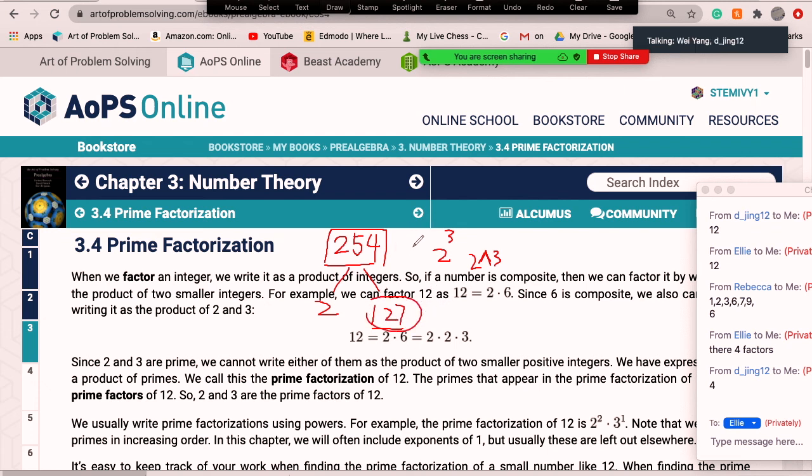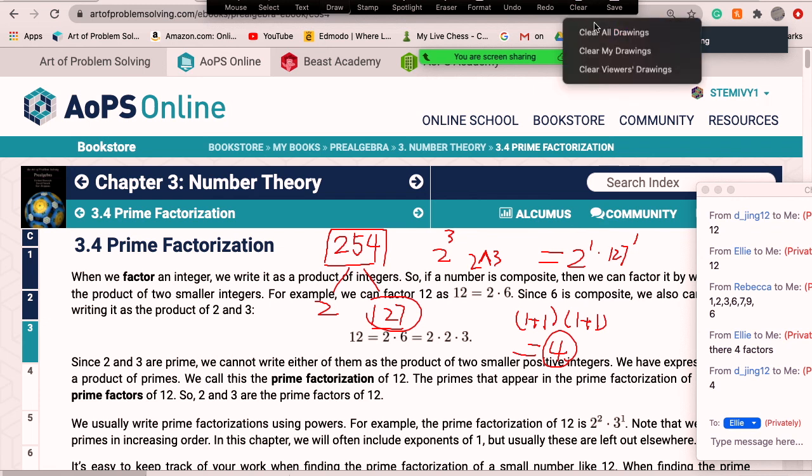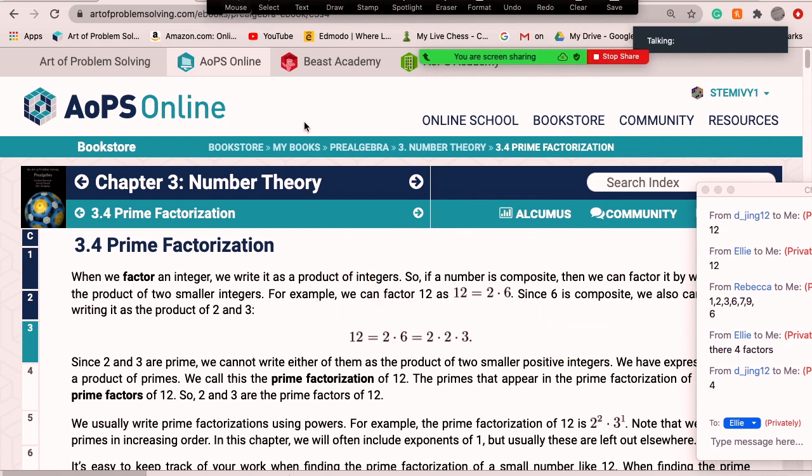So that means we can write this one as equals 2 power 1 times 127 power 1. So the number of factors of this number will be 1 plus 1 times 1 plus 1. That gives you 4. Okay, so very good. Now let's continue here.